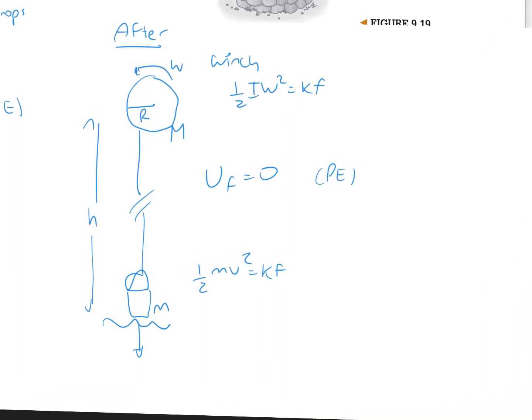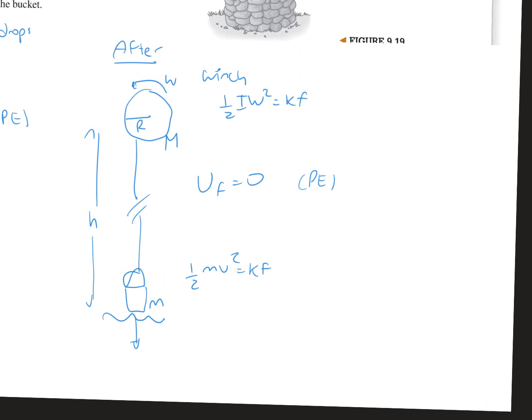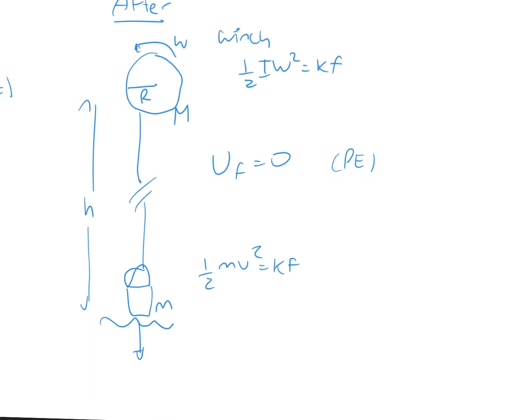when the bucket hits the water, we have the winch that is going to rotate. We have a final kinetic energy being equal to 1/2 times the moment of inertia times the angular velocity squared. In respect to the bucket, the final kinetic energy is going to be equal to 1/2 times the mass times the velocity squared. In addition, the final potential energy is going to be equal to 0.